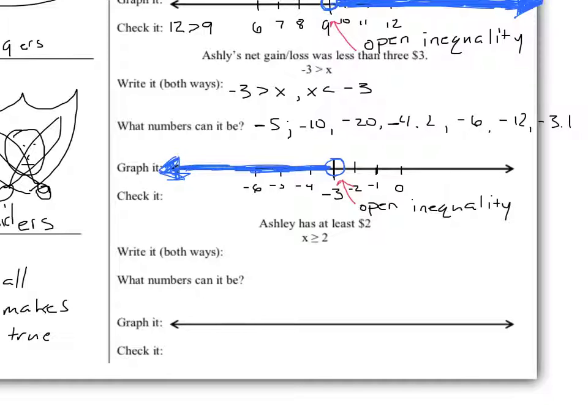All right, now I want to check this. I want to make sure that I shaded the correct direction. What number can I plug in to check that I shaded the correct direction? There are lots of numbers we can plug in. We can pick an infinite number of numbers, but what's one that you would like to use? Crystal? Negative 7.